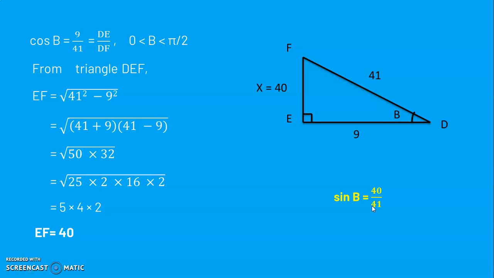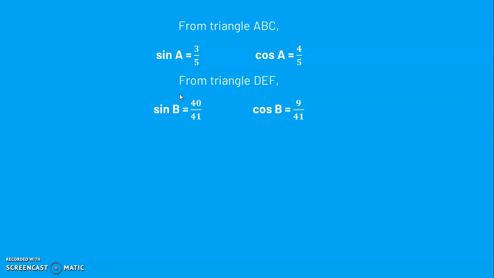So now we have all the values for sin A, sin B, cos A, cos B. Then we can solve easily for sin A plus B and cos A minus B. So from triangle ABC we have found out your cos A. That is, your sin A is 3 by 5, so your cos A is 4 by 5. And from triangle DEF we have found out your sin B. That is, your cos B is 9 by 41, so your sin B is 40 divided by 41.